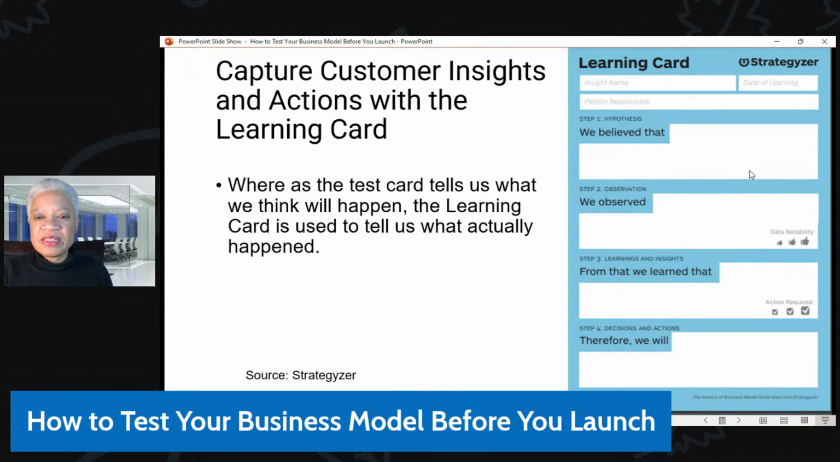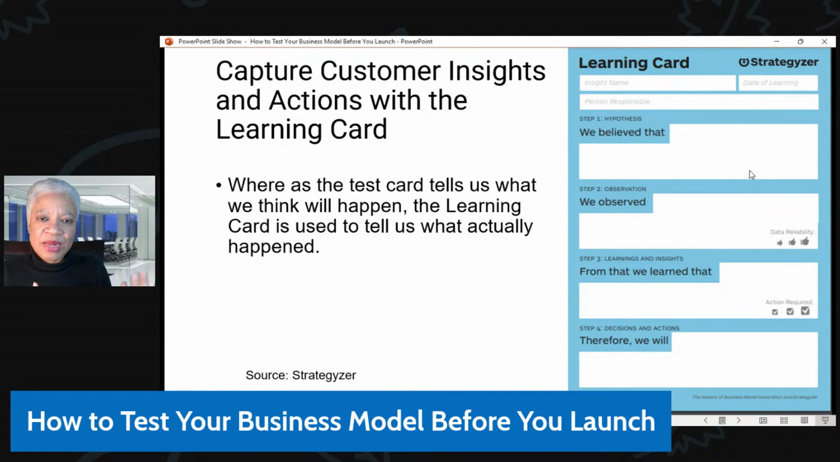So you give the insight name, because remember, you're testing different features, different parts of the value proposition. And you want to do one learning card per customer segment, or per segment of the value proposition. And you talk about who's responsible. You indicate what you believe at first, right? And then you indicate what you have actually observed. And going back to, we believe that, that was your original hypothesis.